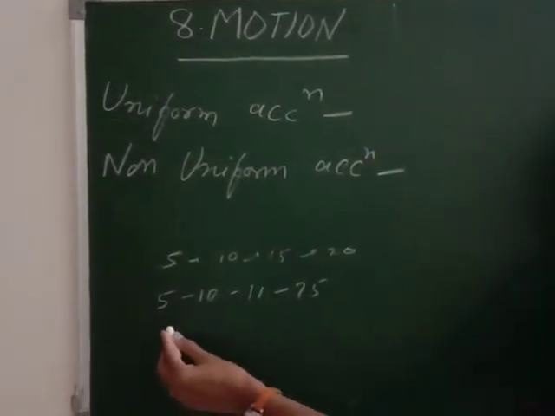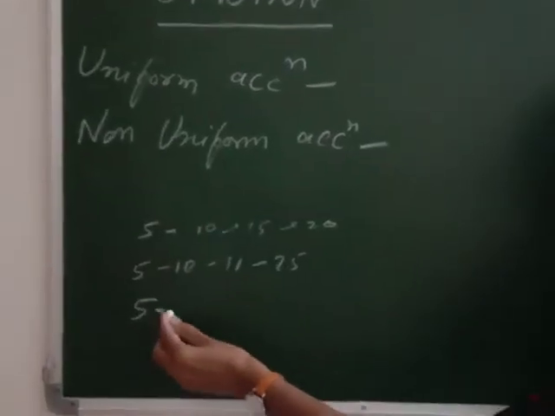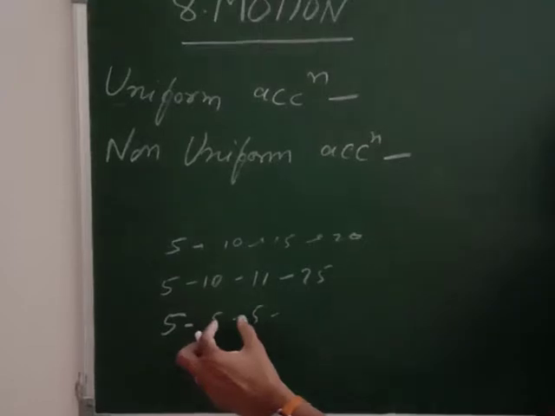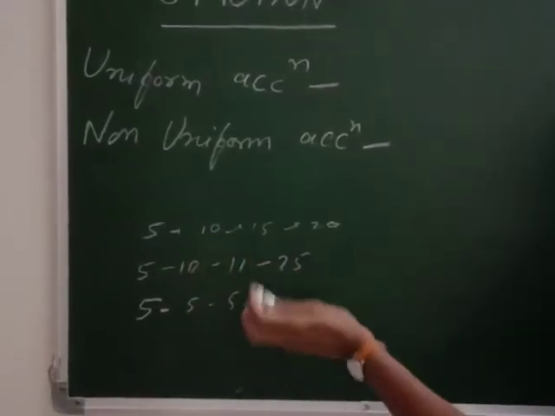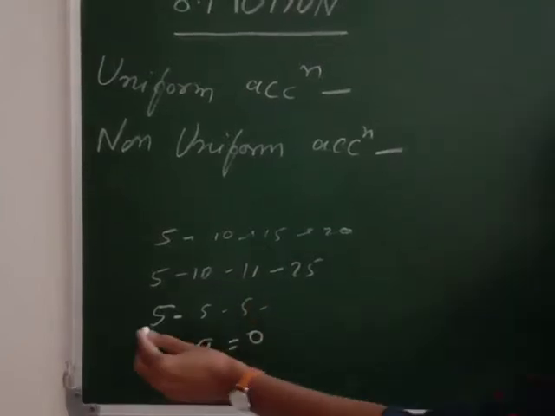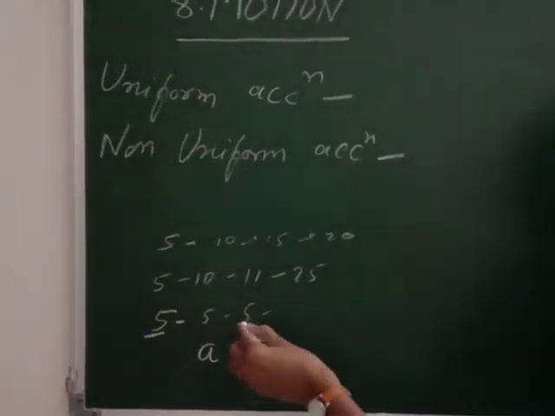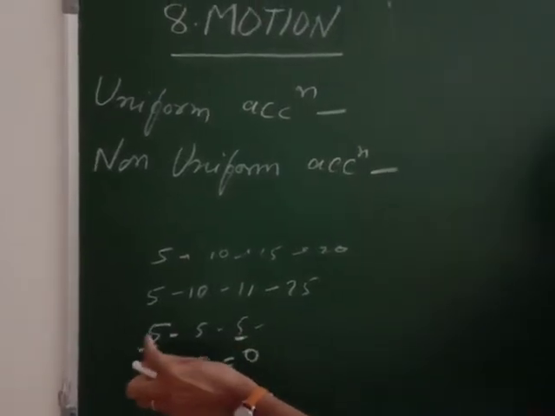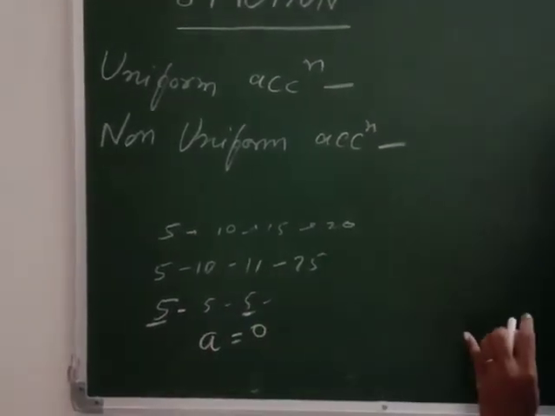And suppose your velocity remains the same. It is 5, 5, 5. In the first 2 hours it is 5, then again 5, and then 5. Then we say that acceleration is 0, because your initial velocity is 5 and final velocity is also 5. So v is 5, u is 5. 5 minus 5 becomes 0.